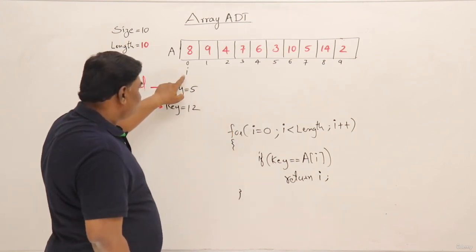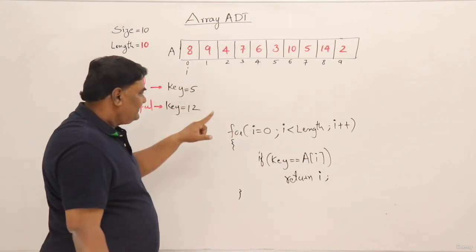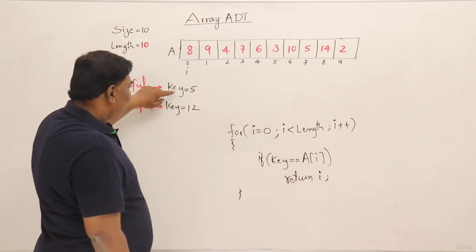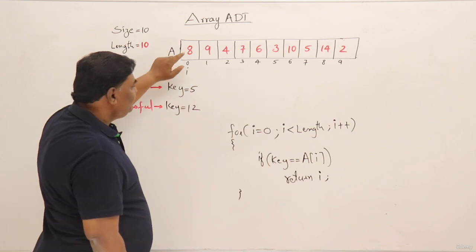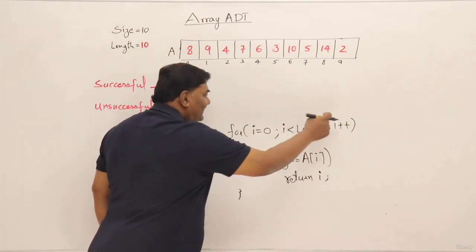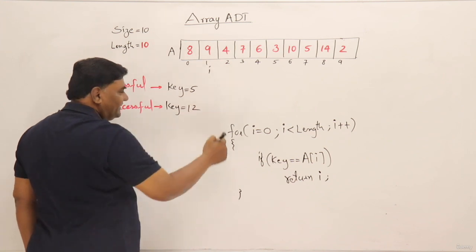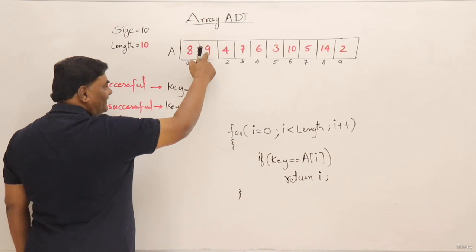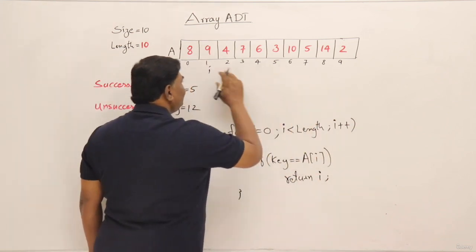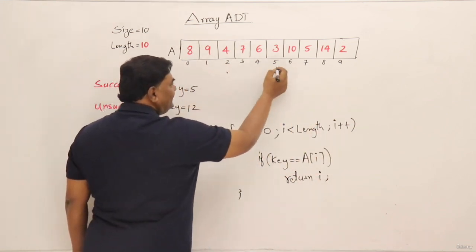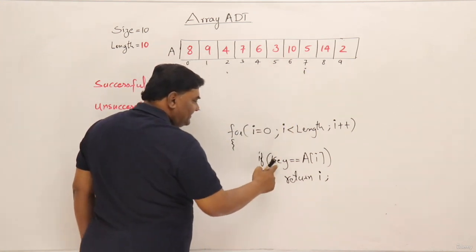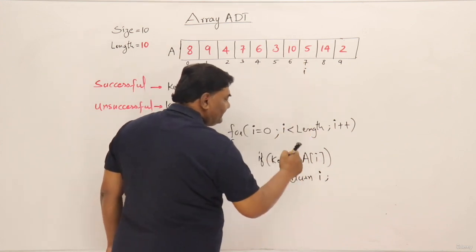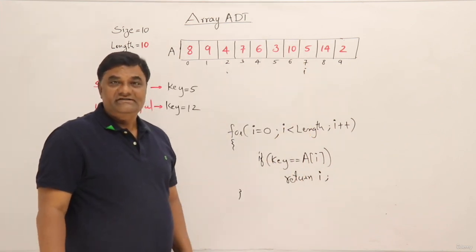i is initially 0. Suppose the key value that I am looking for is 5. Then it will check i is less than length. Yes. Key, is it equal to A of i? That is key 5. Is it equal to A of 0, which is 8? No. So it will continue and say i plus plus. i will move to the next index. Then here it checks key, is 5 equal to A of 1, which is 9? No. So it will go to the next. It will continue, and once it reaches here, this time key is equal to A of i. Yes, 5 is equal to A of 7. Then return 7. So this is in case of a successful search.